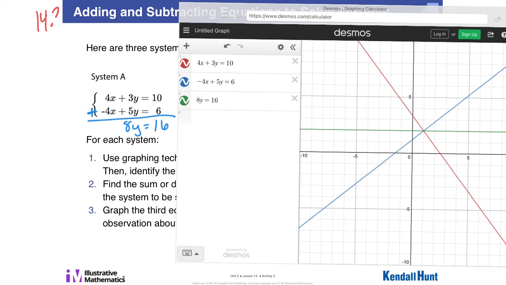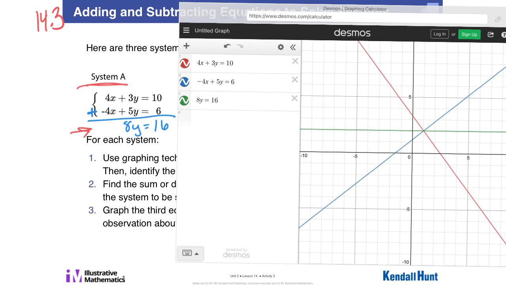In 14.3, we're just verifying why elimination works to solve these systems. So in system A right here, I've added the two equations together to get that third equation. We saw Diego do that before. And I've put each of these equations into Desmos. And I know that the solution to a system of equations comes where they cross.